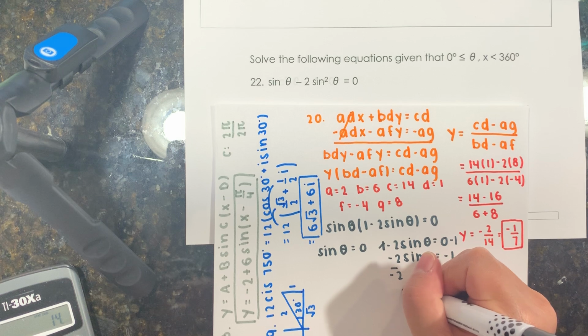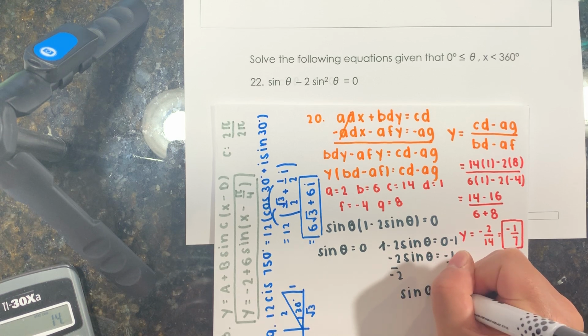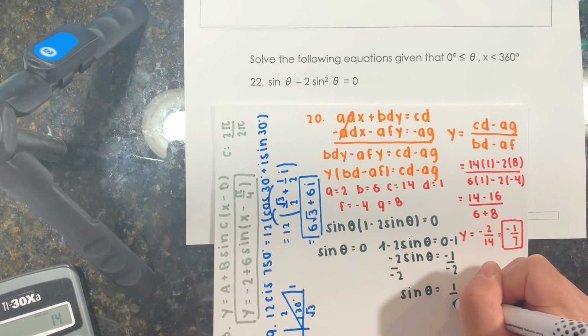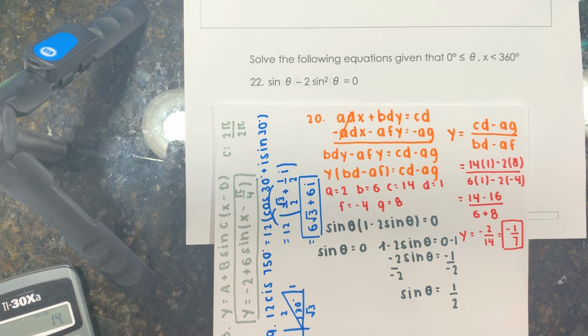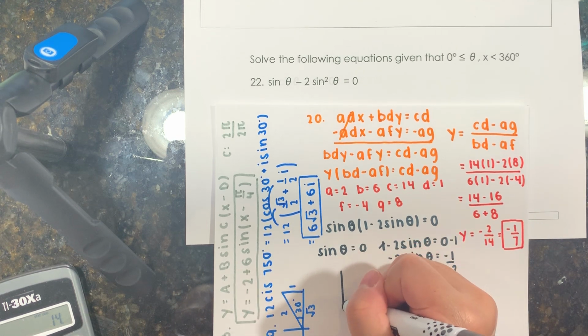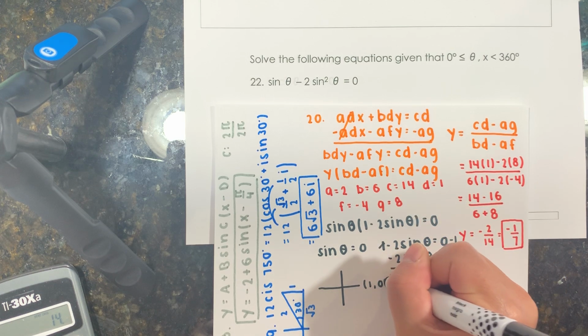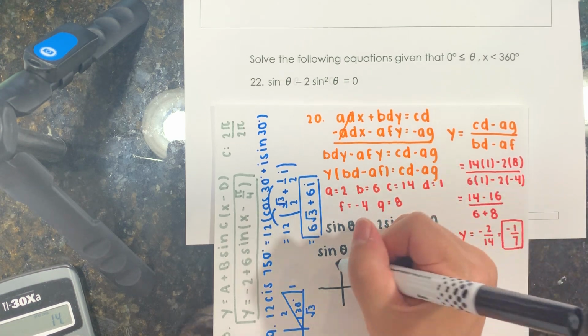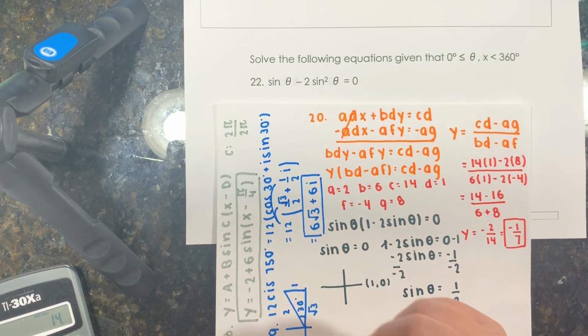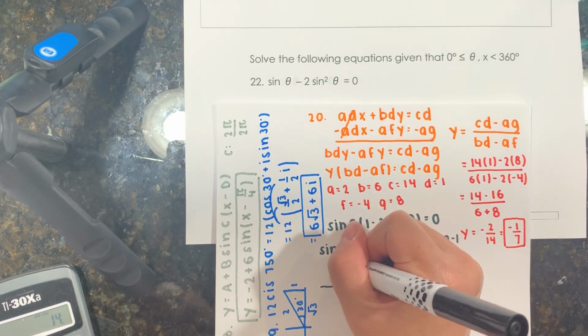So I have sine theta equals positive 1/2. Now for the first one, I'm going to use the unit circle because I don't have a reference triangle. That's going to have 0 over 1 as its opposite over hypotenuse.